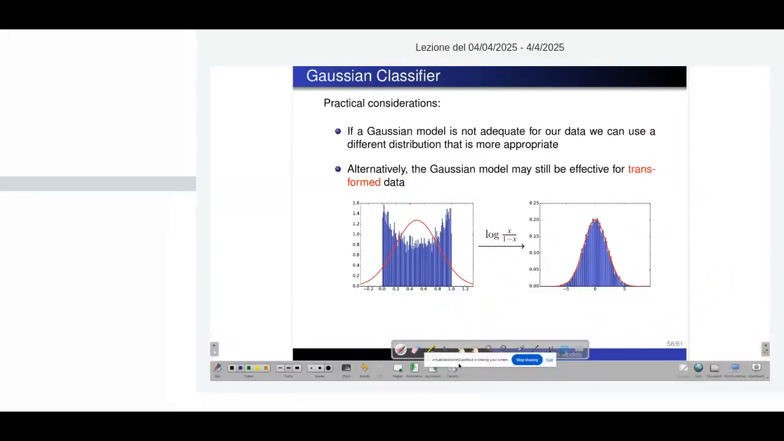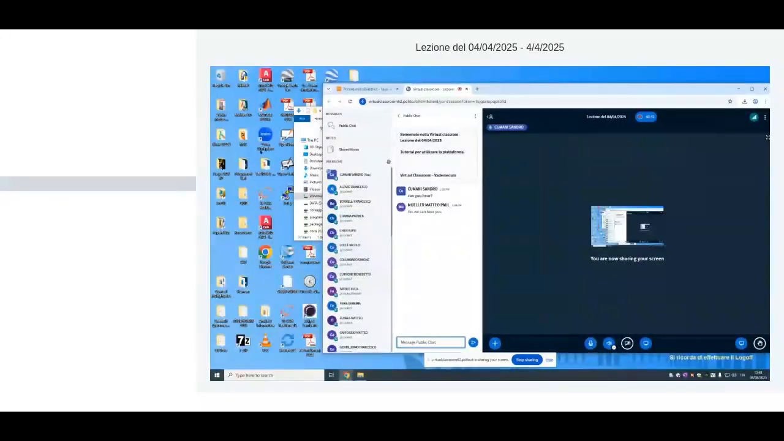We will just see another model at the end of the course that is able to approximate the density for this, but we'll do it at the end. Okay, questions on this part?